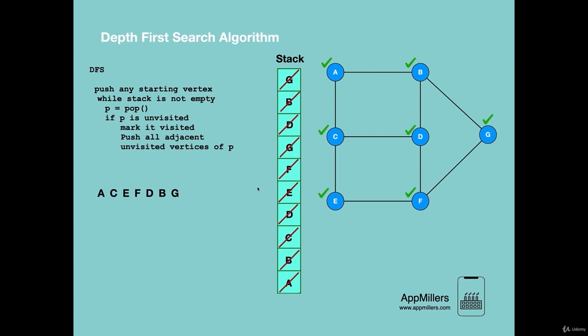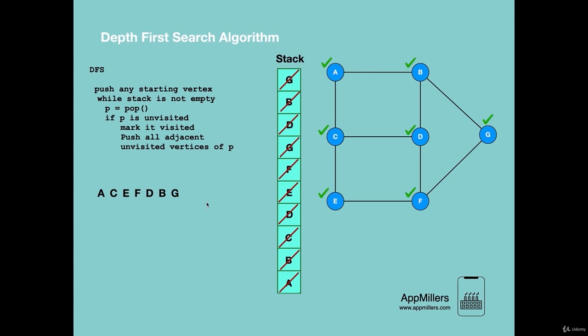At the end, after b, we see that all elements of the stack are popped out, so the stack is empty, which means that our algorithm will stop here. If you see the order, we start from A, C, E, F, D, B, and G. So it works the way that a depth first search algorithm should.